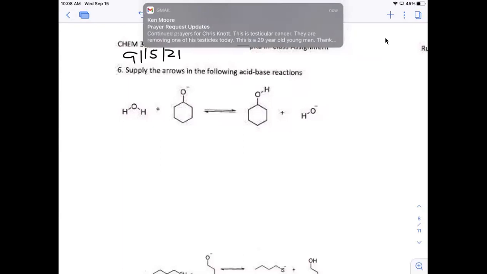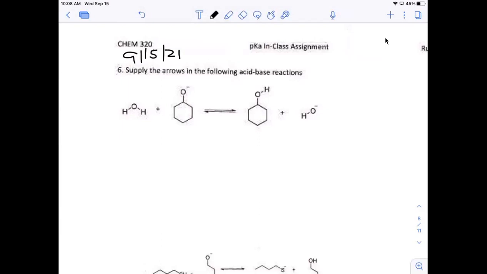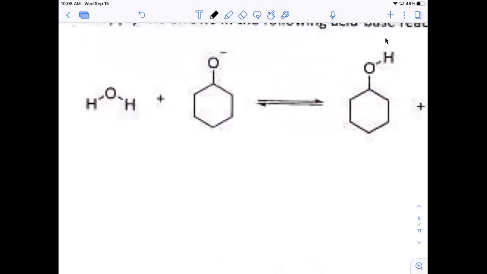So in order to do that, we have to know which is the acid and which is the base. We also have to know how electrons flow from acid, I'm sorry, from base to acid. All right. So we can't just apply the arrows until we first identify what the acid is and what the base is. And I also want to add another layer to this. I want to use this as another example of predicting equilibrium.